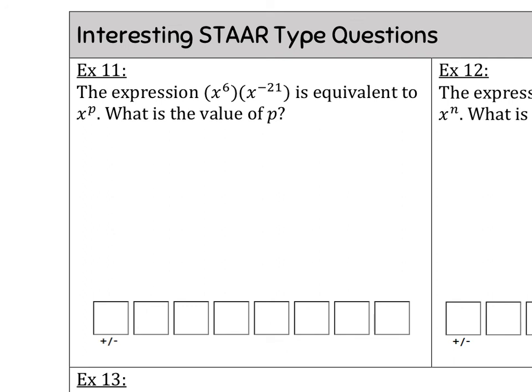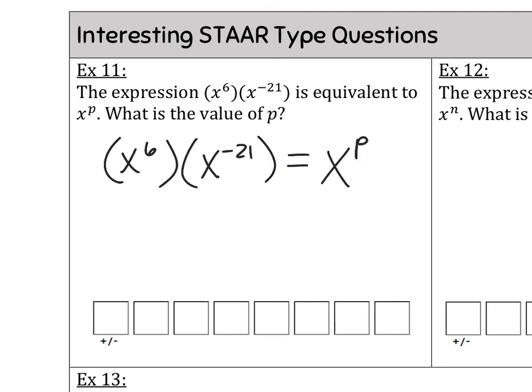Okay, so mathematically, this is what it's saying. It's saying x to the 6 times x to the negative 21 is equal to x to the p. Basically, they've simplified the problem into one exponent. What would be that exponent? Remember the rule. If we are multiplying the bases together, what do we do with the exponents? Ooh, multiply. We add them. What is 6 plus negative 21? Negative 15, right? So here's my problem.